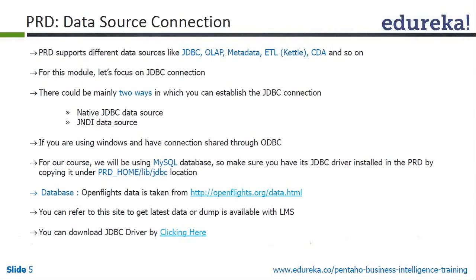Mondrian is Pentaho's offering. Then metadata. You can have metadata, like Pentaho has PME, the Pentaho Metadata Editor. You can connect to that and use that information for your reporting. Then ETL. Kettle is nothing but PDI. So far we haven't covered PDI, but if you have prepared an ETL job using Kettle, using PDI, then you can connect to that PDI job through a data source.